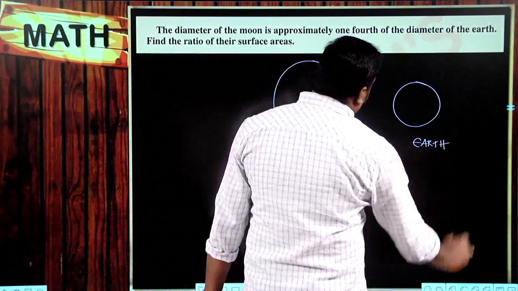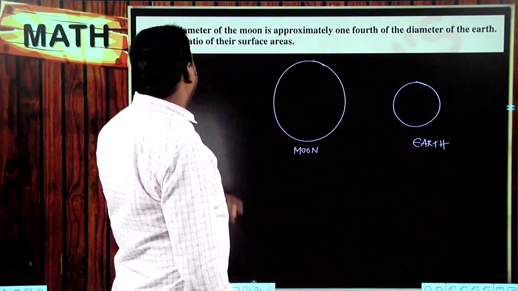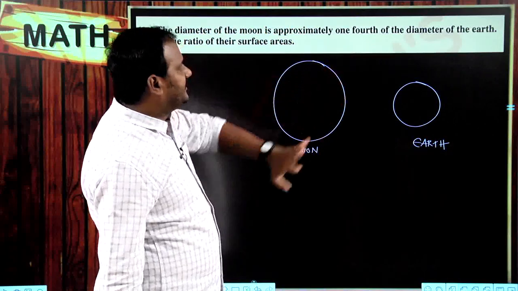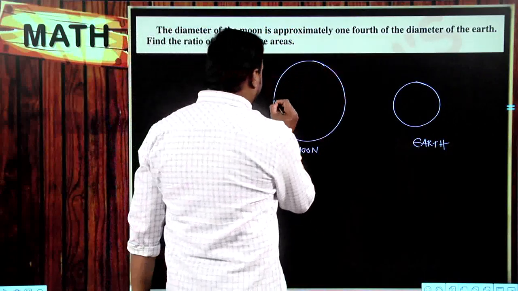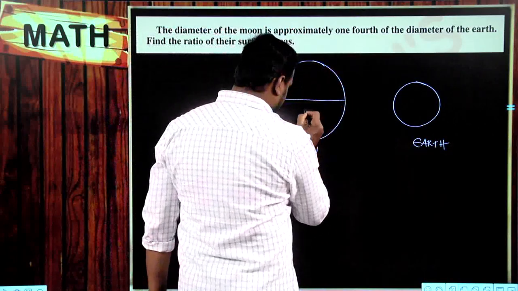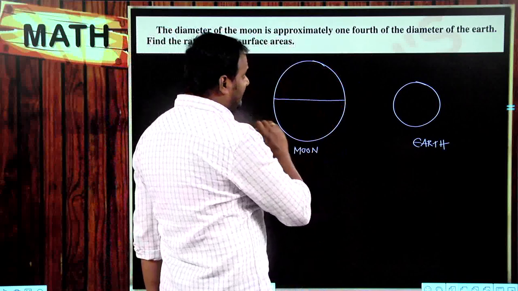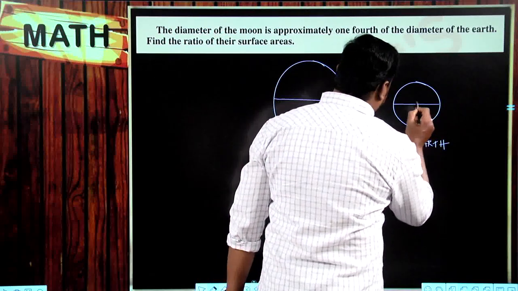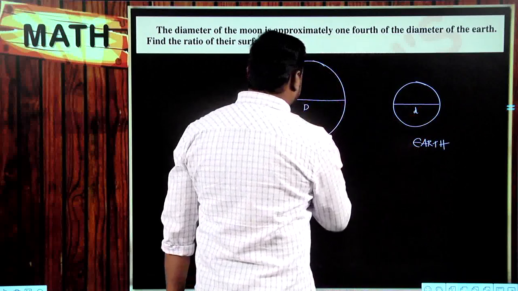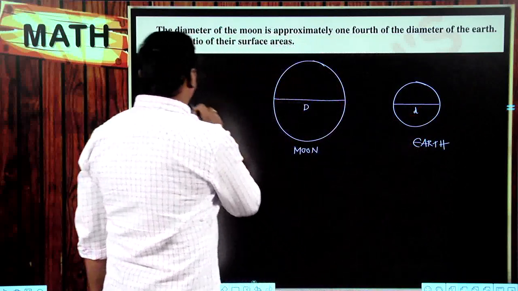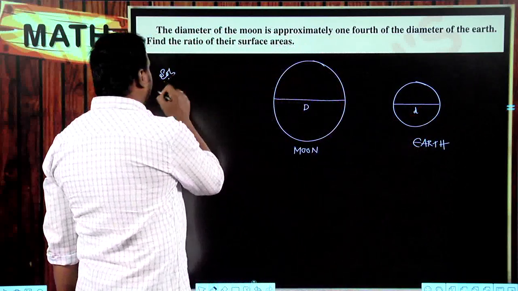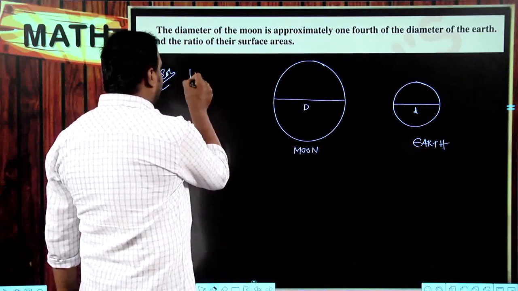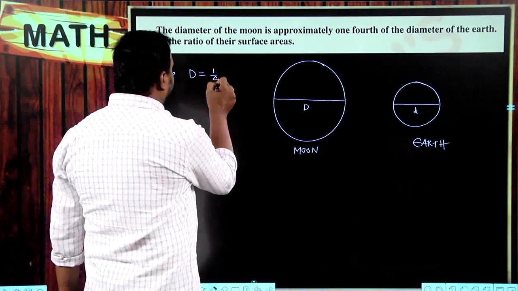So, as per the given information, the diameter of the moon is approximately 1/4 of the diameter of the earth. So, I am taking the diameter of the moon is equal to capital D and the diameter of the earth is going to be small d. So, this is small d and this is capital D. What is the information given here? According to the given problem, the diameter of the moon is approximately equal to 1/4 of the diameter of the earth.